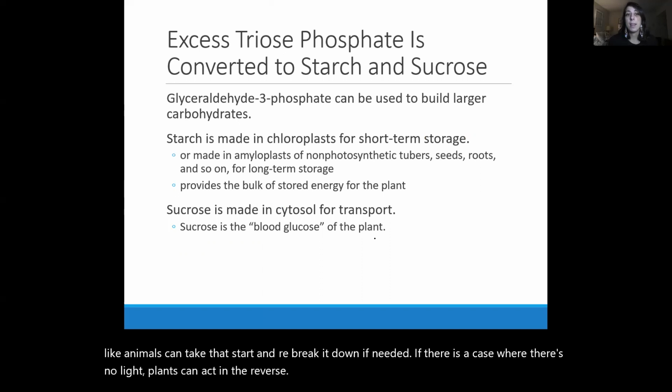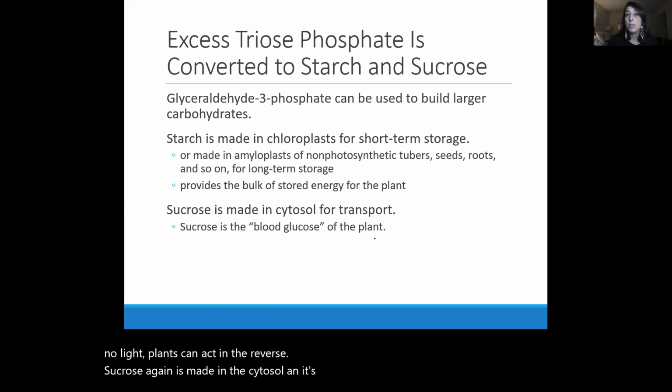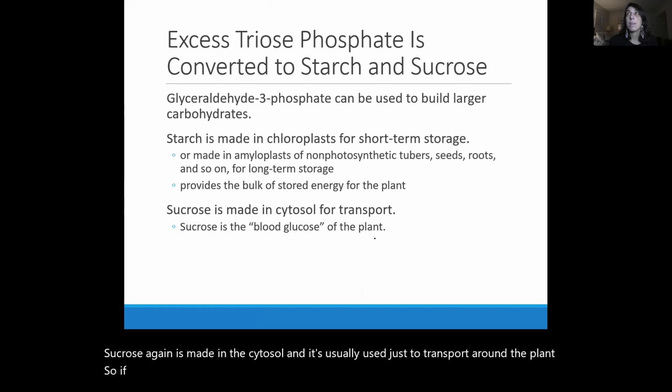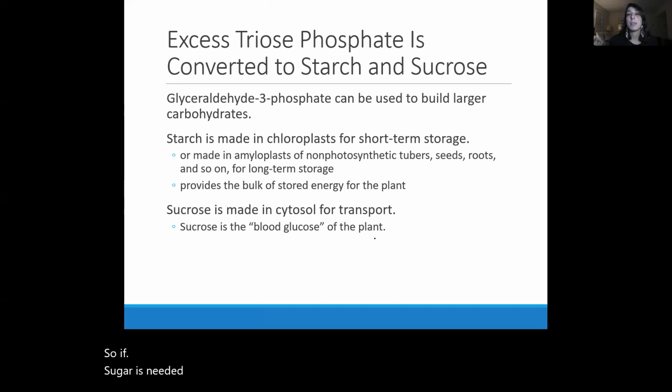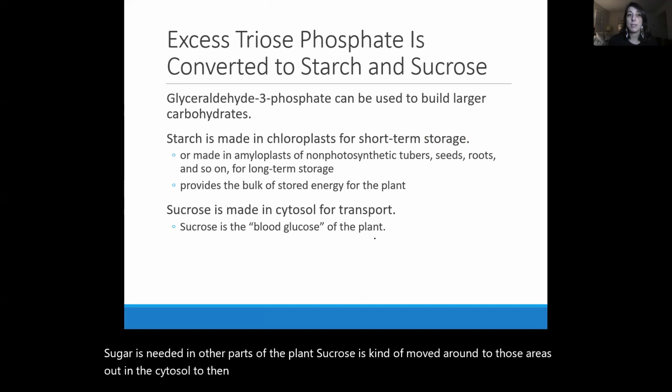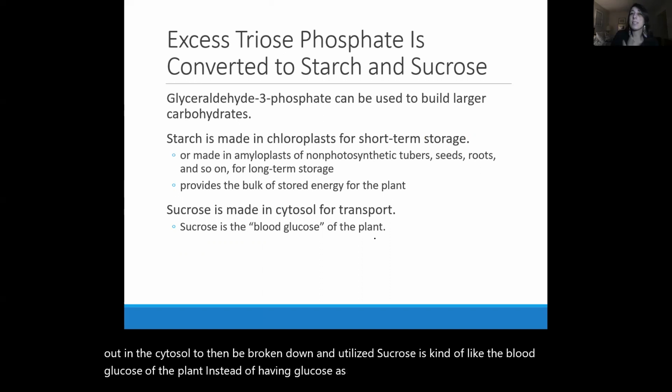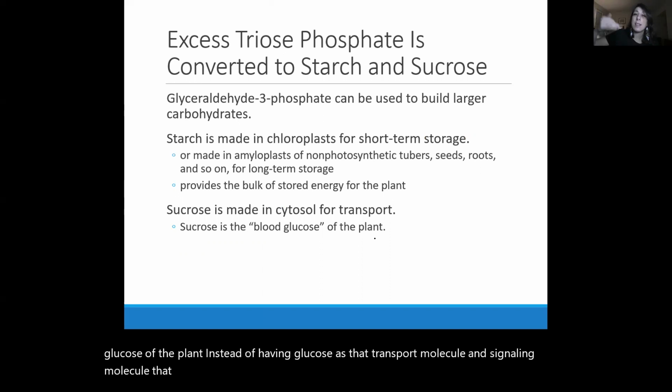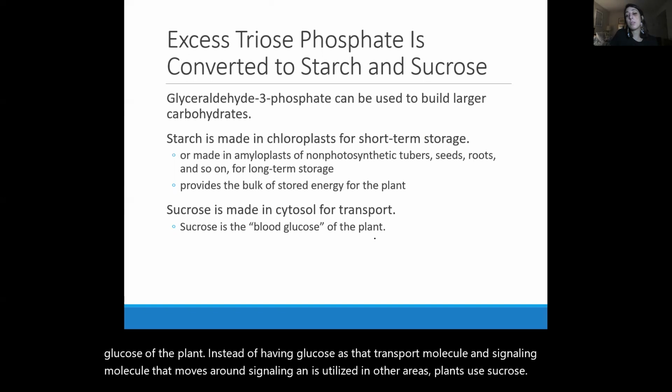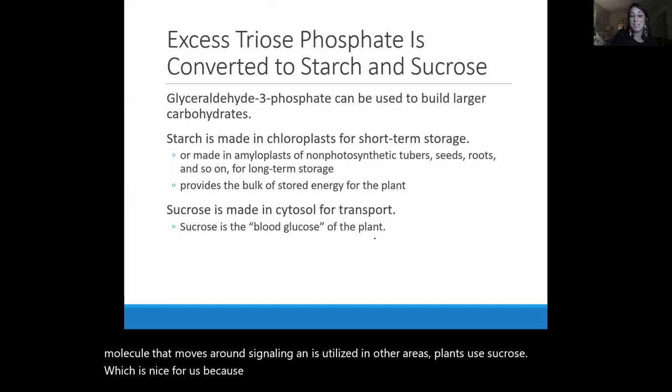Sucrose, again, is made in the cytosol, and it's usually used just to transport around the plant. So if sugar is needed in other parts of the plant, sucrose is kind of moved around to those areas to then be broken down and utilized. Sucrose is kind of like the blood glucose of the plant. Instead of having glucose as that transport molecule and signaling molecule that moves around and is utilized in other areas, plants use sucrose, which is nice for us because sucrose is tasty.